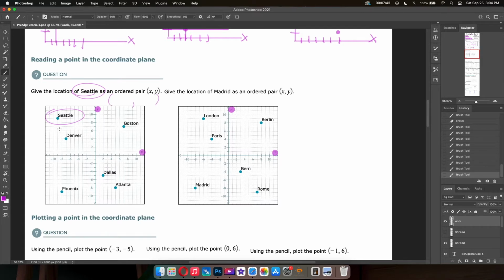So if I'm looking for a coordinate for this, I know I need my X, comma, and my Y. Trace my way down to the X. The number is -9. Trace my way over to the Y. My number is 9. And there's my coordinate.